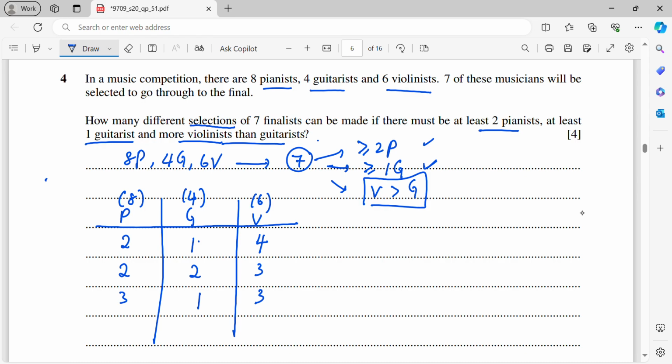Then now I will continue with, let's say, 3, 2. So here is 5. If here is 5, I need 2 V, right? But then it does not satisfy V and G. V is greater than G. Therefore, this is not acceptable. So I will not have any selections that start with 3P.